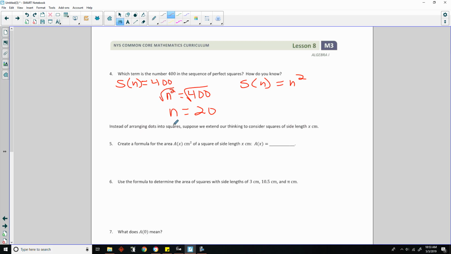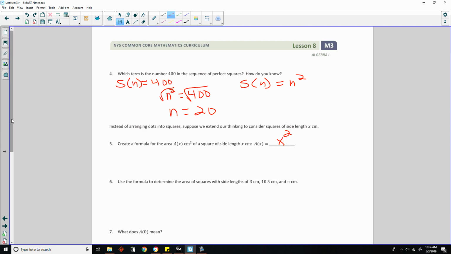So instead of arranging dots into squares, suppose we extend our thinking to consider squares of side length x centimeters. Create a formula for the area a of x centimeters squared for a square of side length x centimeters. A of x would equal what? All we're doing here is changing the number inside from n to x, so it's just going to be this formula here. And instead of s of n, it's a of x, and that's going to equal what's in the parentheses squared.